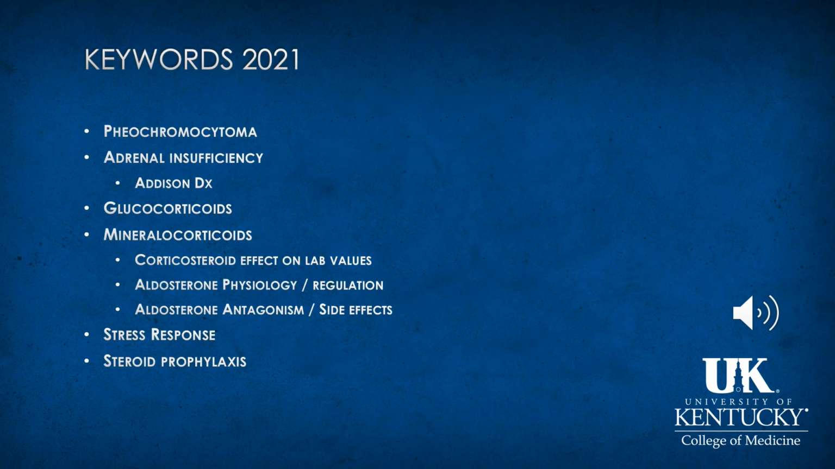We will be focusing on the following keywords: Pheochromocytoma, adrenal gland insufficiency, gluco- and mineralocorticoids and the effects on laboratory values related to corticosteroids, aldosterone physiology and regulation, aldosterone antagonism and side effects, the overall humoral response to stress, and patients who should or should not get steroid prophylaxis.